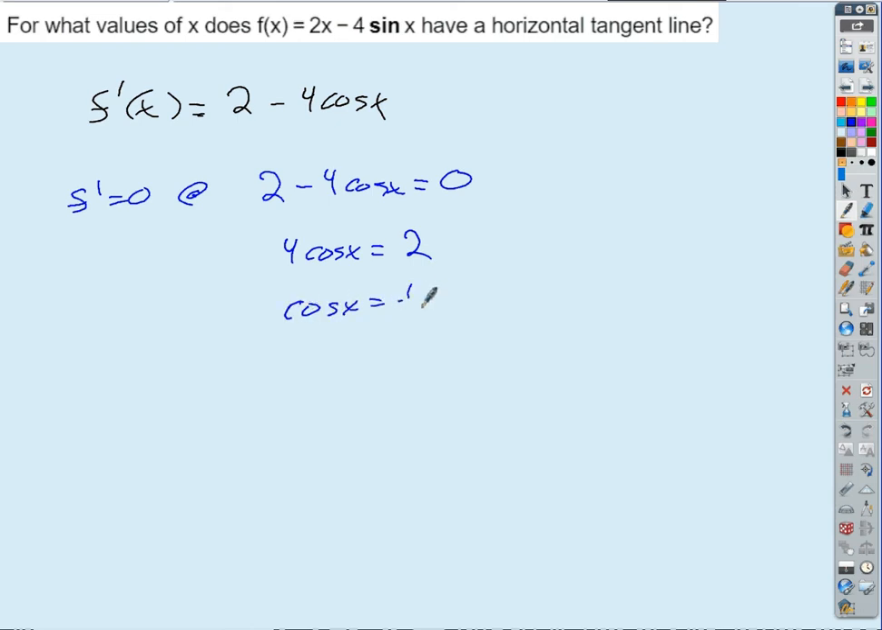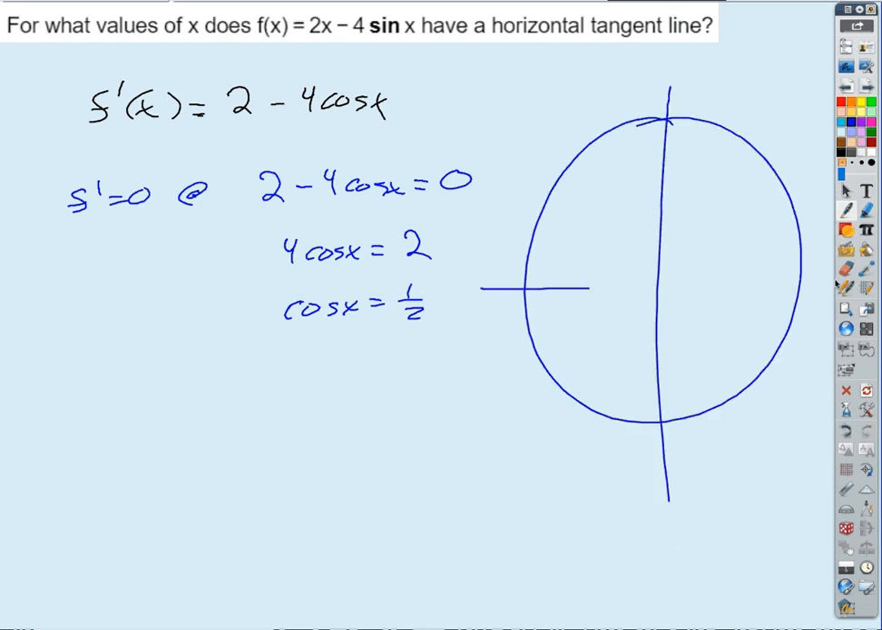Cosine x equals 1/2. So that's smart. We want to isolate the trig function, and then it's a unit circle issue, right? So where does cosine x equal 1/2? Well, we just go to our unit circle and find out. Cosine is the x coordinate on the unit circle. So we want to know where on the unit circle x is equal to 1/2. Well, it's going to be at that point right there.